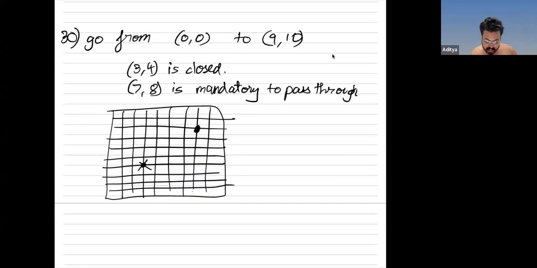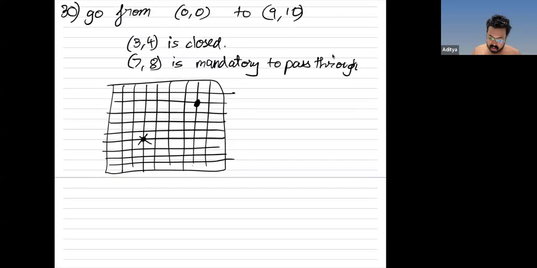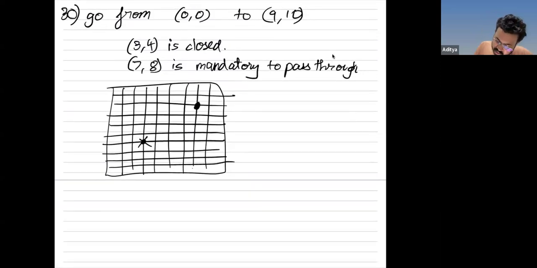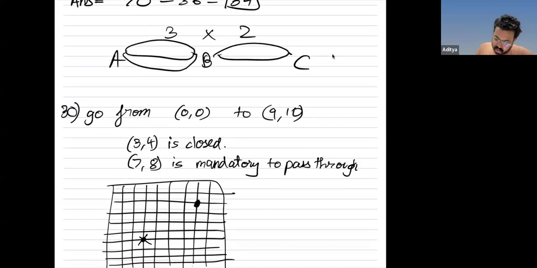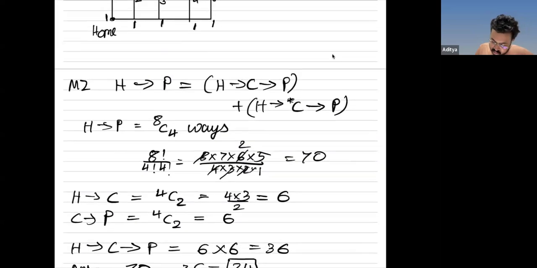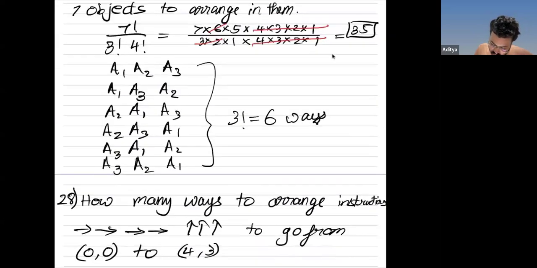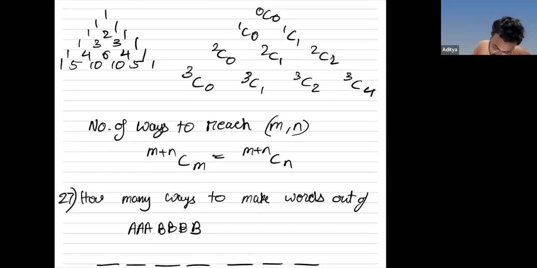You don't need to numerically find the answer. You can just leave the answer in terms of C and so on. That will be fine. I'm again telling you that you have to go to 9, 10. Calculating the number of ways to go from here to here is a very large number. 9, 10 will imply 19C9. This is a very large number. You don't need to calculate it. You can leave it in the combinatorial notation that I have prescribed. I'll keep that number of ways to reach.